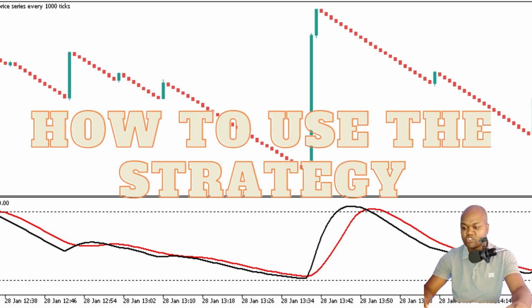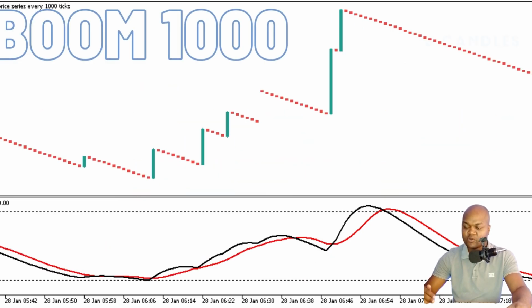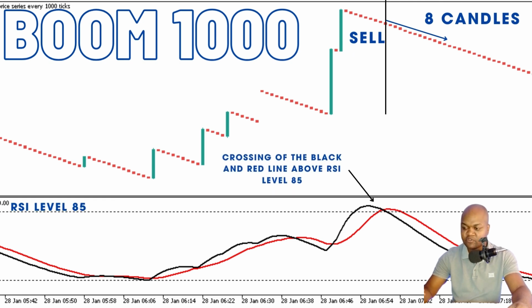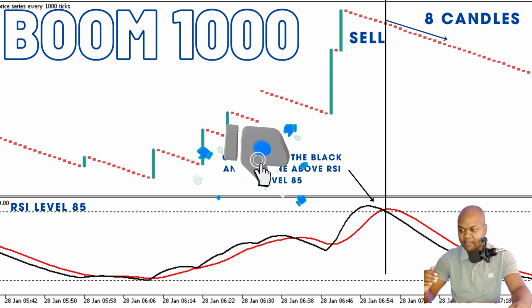So how do we use this strategy? I'm going to first of all look at Boom. In Boom, we're going to be looking for selling opportunities. When we are scalping, we want those small red candles. So how are we going to use this strategy?